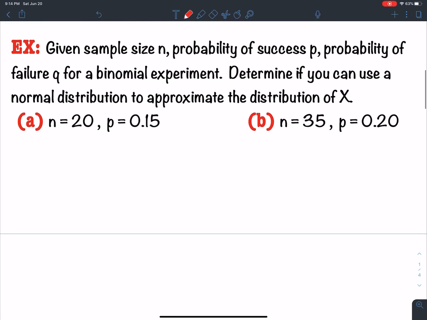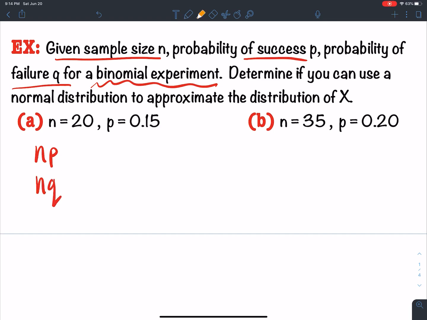All right, so given a sample size n, a probability of success P, and a probability of failure Q for a binomial experiment, determine if you can use a normal distribution to approximate the distribution of x, which is the binomial. So can you use the normal to approximate it? What do you check? You've got to check np and you've got to check nq. Well, here's typically what's going to happen. They're going to give you n, they're going to give you p. And then the question is, well, what's q? q is 1 minus p. So this is 1 minus 0.15, which is 0.85.